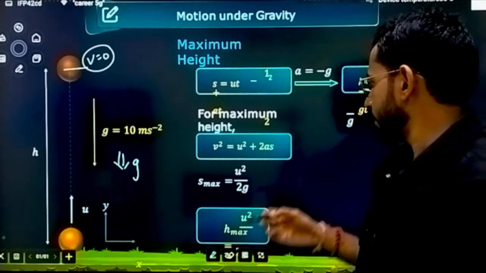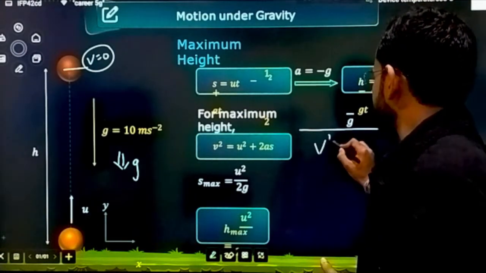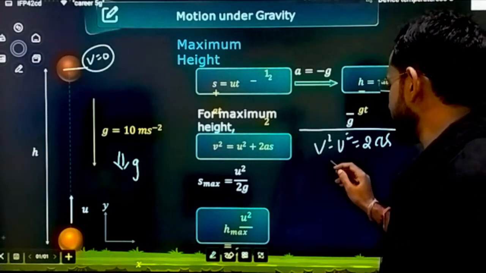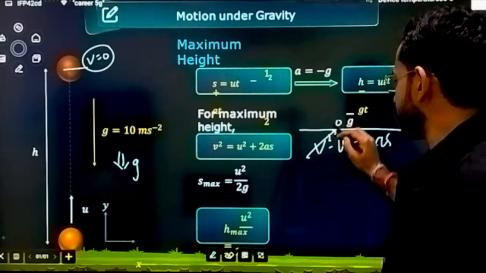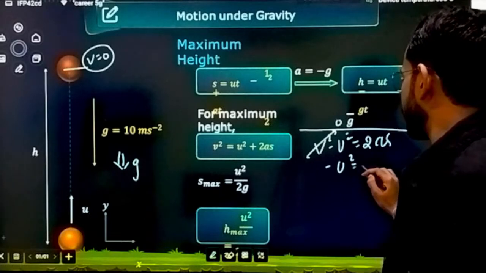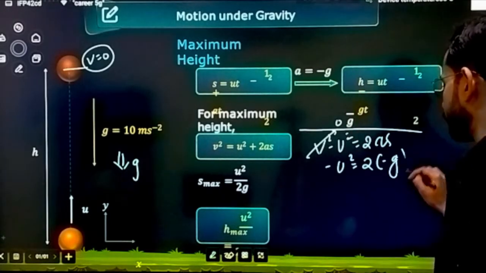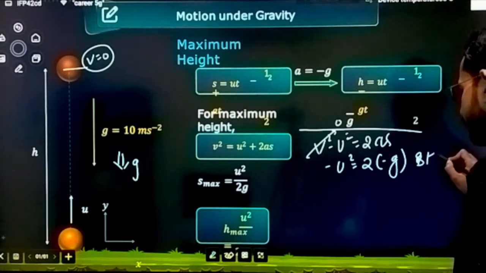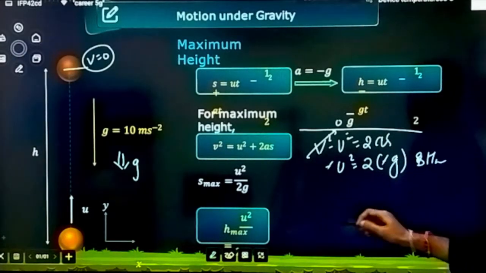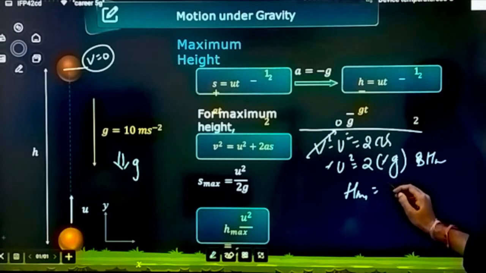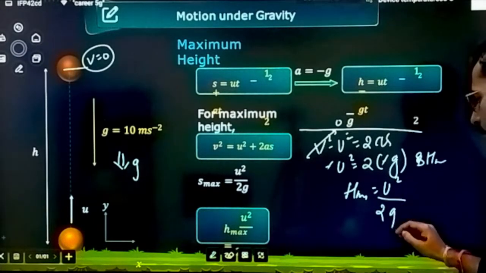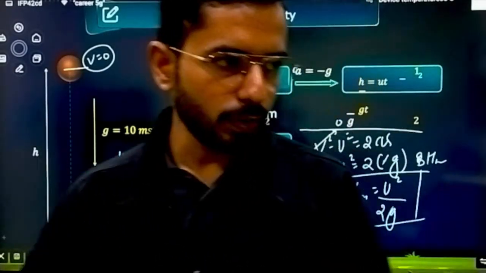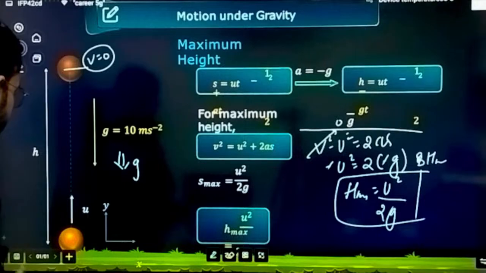So using that property we use the relation v square minus u square equals 2as. How will you write it? Final velocity is 0, minus u square equals 2 times acceleration, which is minus g, into s. S is the displacement, or you can also write it as h max, the maximum height. Now this minus will get cancelled, and h max will be u square divided by 2g. What is the formula for maximum height? It equals u square divided by 2g. Is it clear?